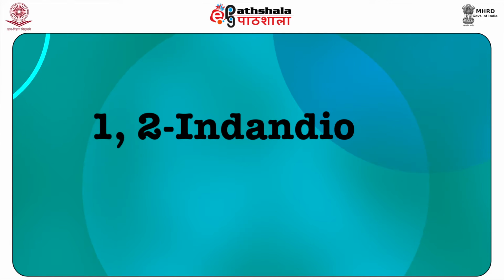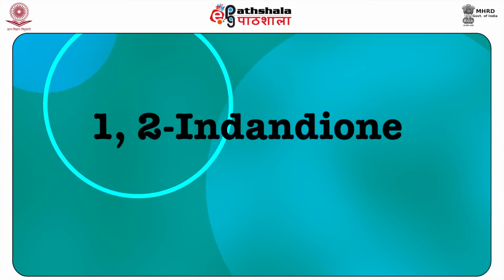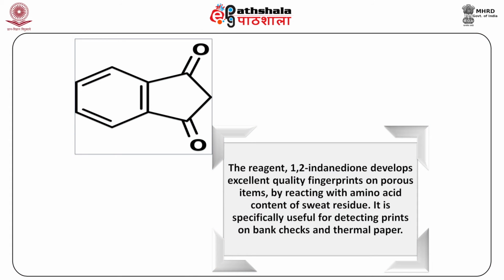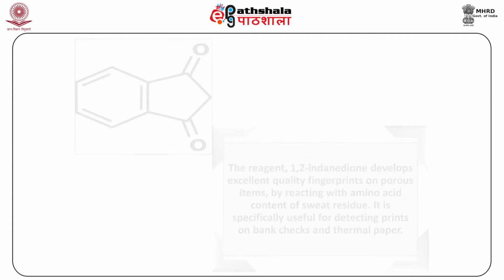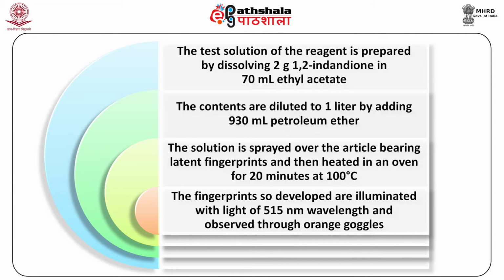Another reagent is 1,2-indandione. The reagent 1,2-indandione develops excellent quality fingerprints on porous items by reacting with amino acid content of sweat residue. It is specifically useful for detecting prints on bank check and thermal paper. A test solution of the reagent is prepared by dissolving 2 gram 1,2-indandione in 70 ml ethyl acetate. The contents are diluted to 1 liter by adding 930 ml petroleum ether.